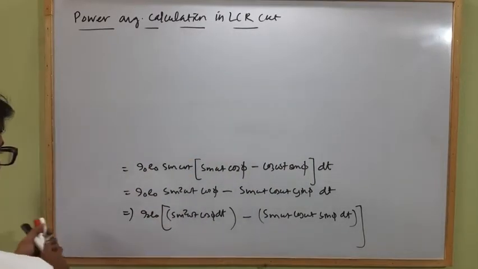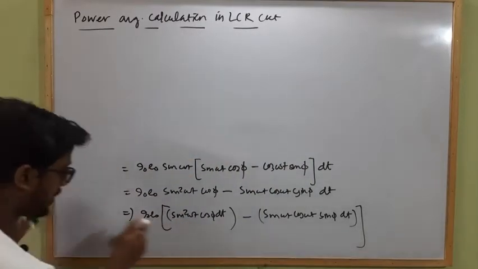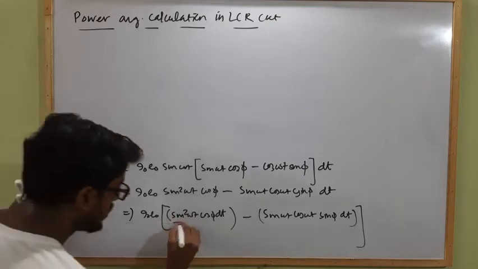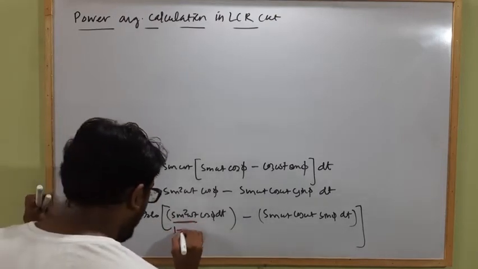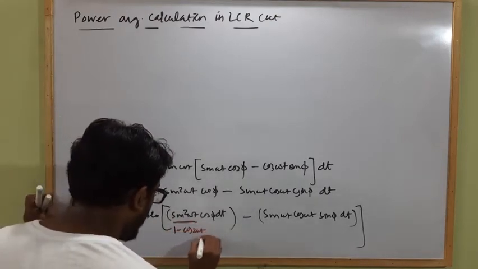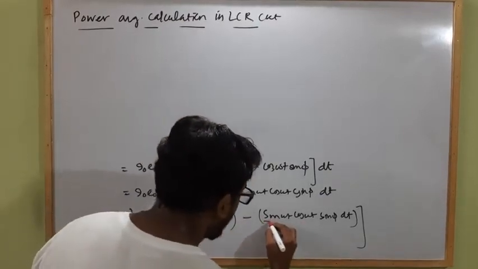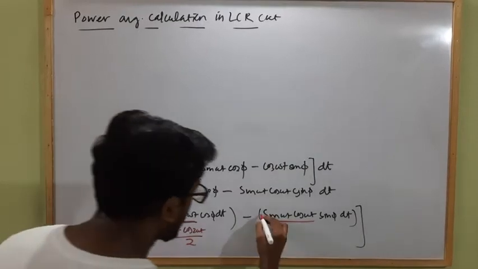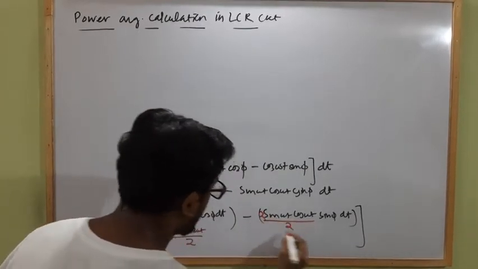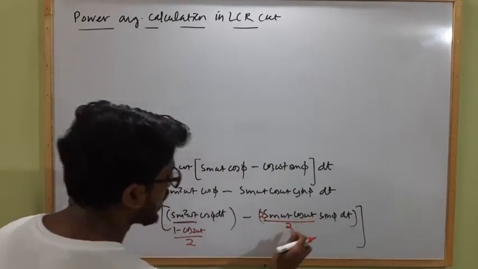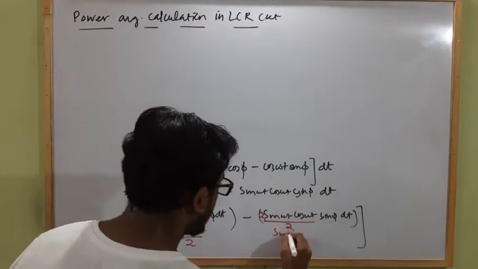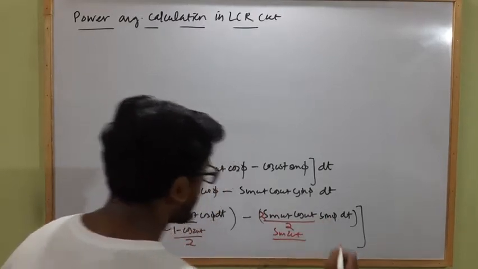Then from this we can write sin square omega t, this term sin square omega t can be written as 1 minus cos 2 omega t by 2, we already know. And here sin omega t into cos omega t can be written by multiplying 2 and dividing 2. It will be how much? 2 sin omega t into cos omega t by 2. This will be how much? Sin 2 omega t by 2. Clear?